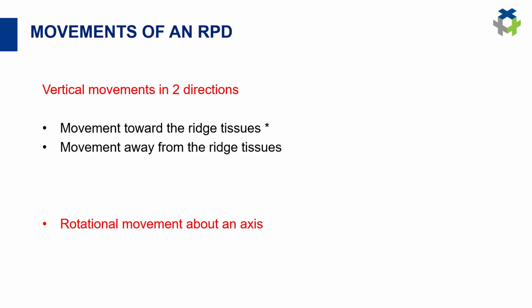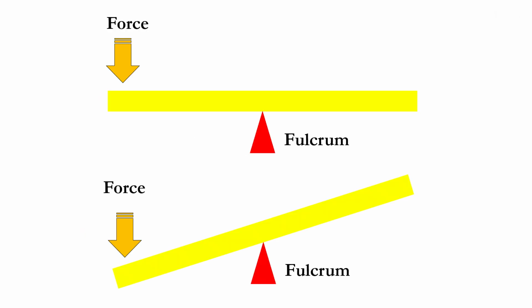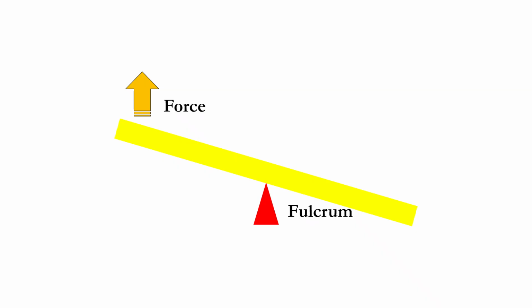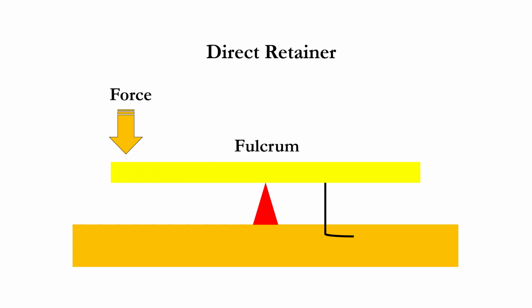Before we go on to the indirect retainers, we have to know about the types of movements in an RPD. A partial denture can have two types of movements: one is a vertical movement, or a rotational movement about the axis. The vertical movement can be either towards the tissue or away from the tissue. To make this easy to understand, just imagine a seesaw with a force. The force can be downward, which simulates movement towards the tissue, or upward, which is a movement away from the tissue.